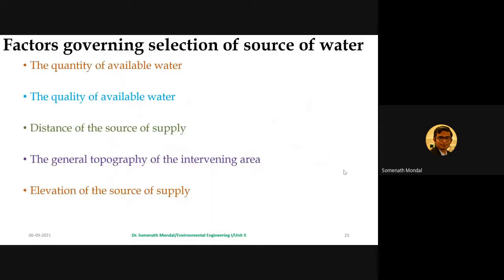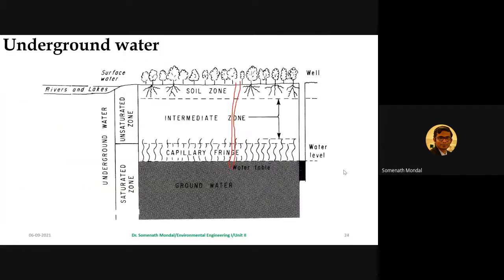What we discussed in the last class was factors governing selection of source of water. On what basis we can choose a particular type of source of water for the water supply scheme which we are planning. Now, next immediately we'll be talking about the underground water or the subsurface water.